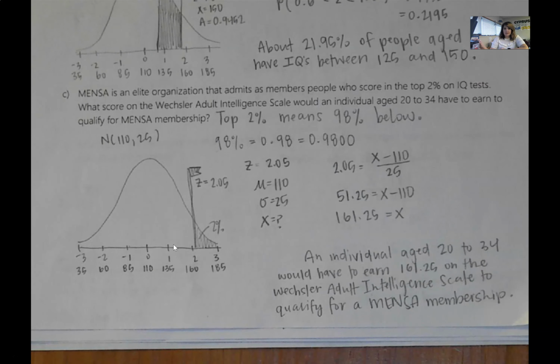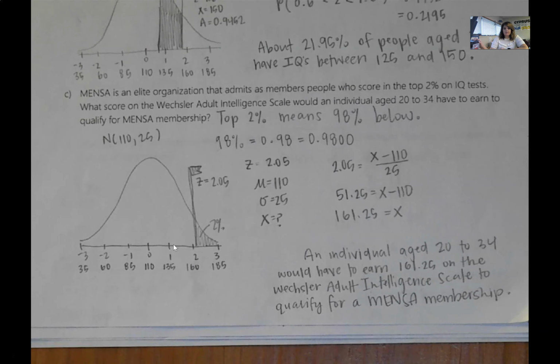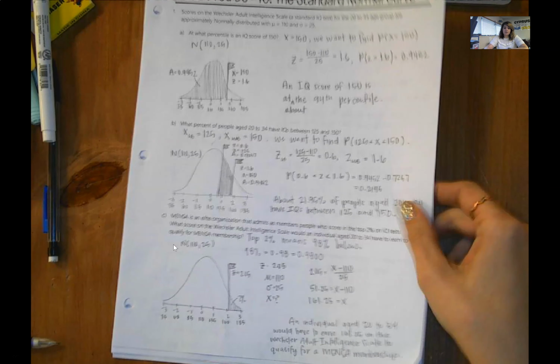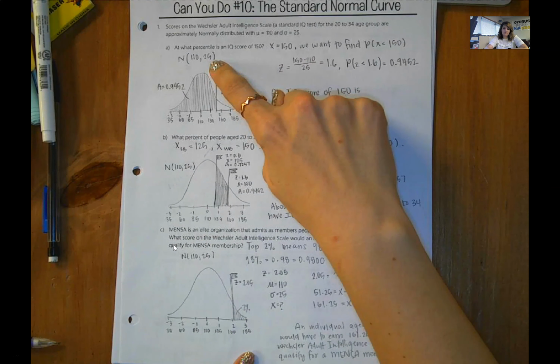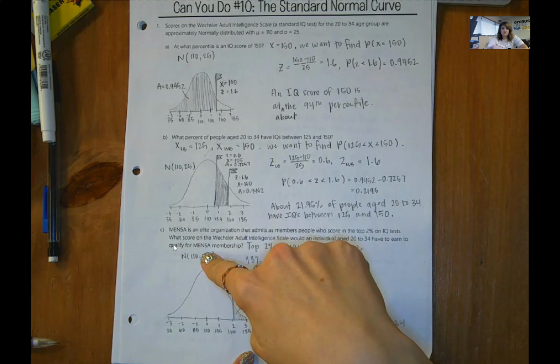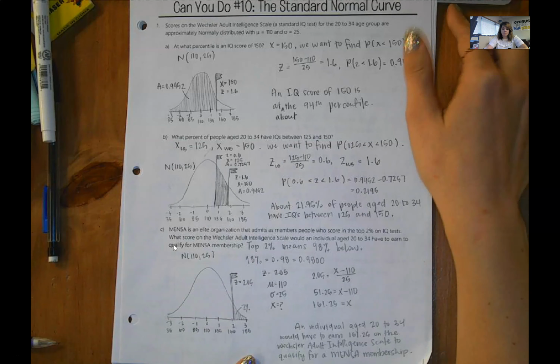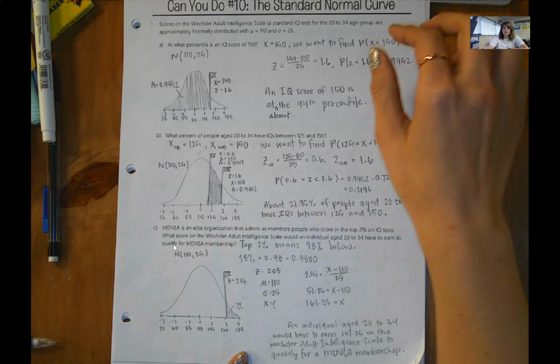So this one you had to find a Z-score and then solve for X. On all of these, it's important to note that I have listed the parameters for every single one of these curves, even though it's the same curve every single time. It's important that you guys are always labeling the things that you need.